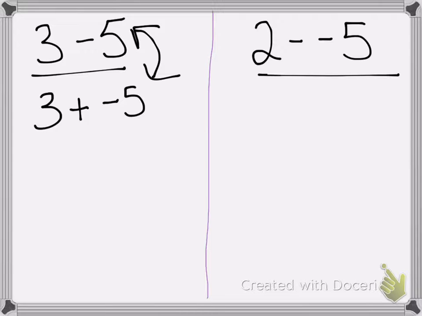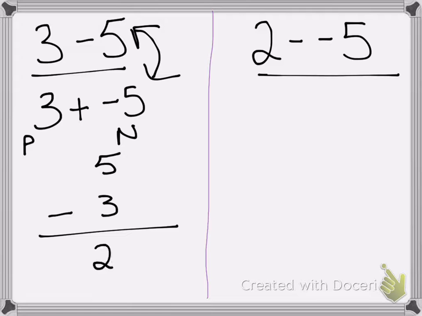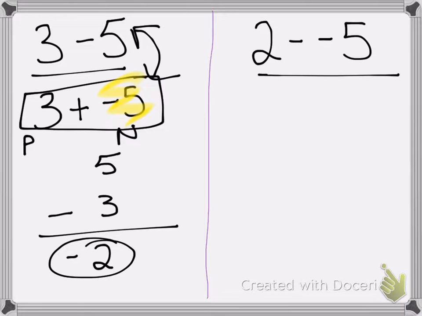3 plus -5, well, we just talked about that. This one's a positive, this one's a negative. If they're different signs, you set up a subtraction problem. Take the absolute value of each. The absolute value of -5 is 5. The absolute value of +3 is 3. 5 minus 3 is 2. But we take the sign of the bigger number, the bigger absolute value, which was the -5. And so this is a -2 for an answer.